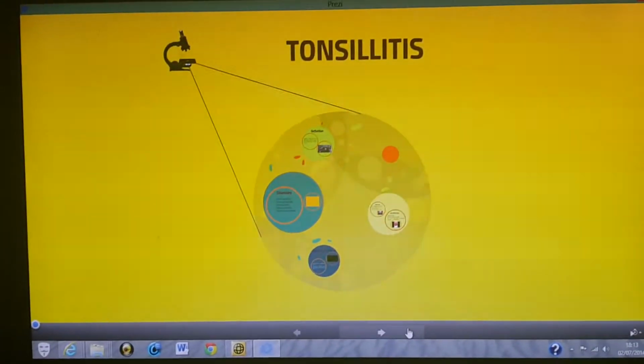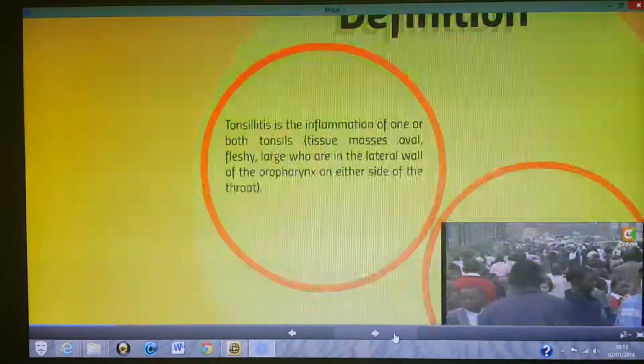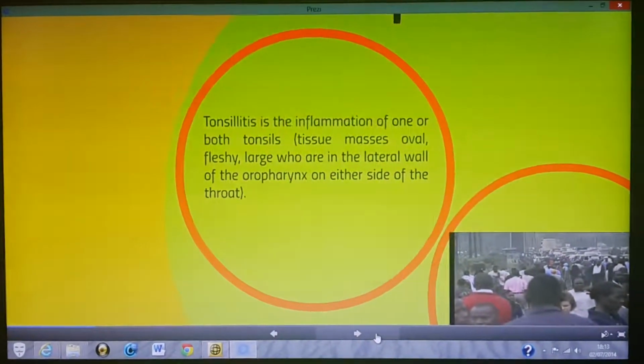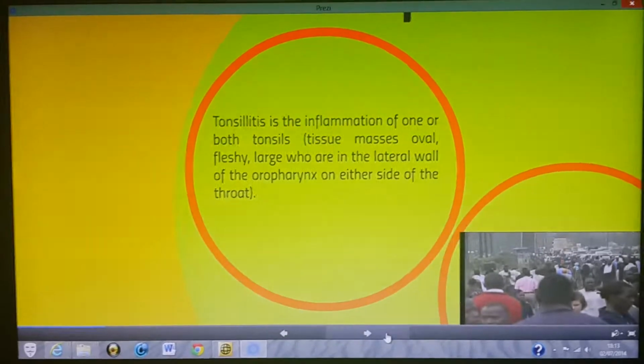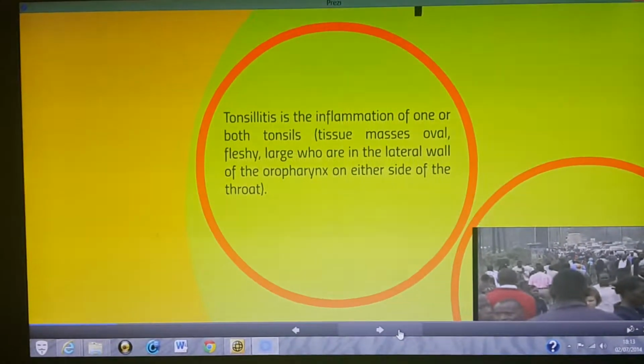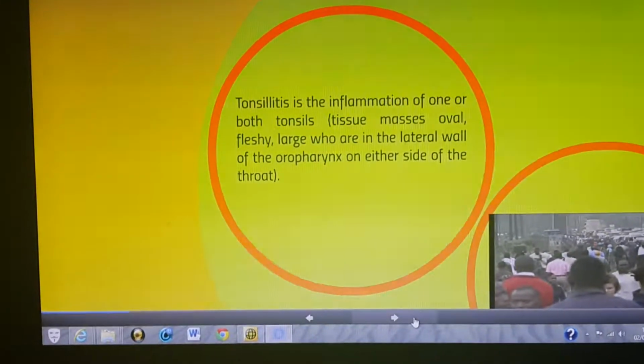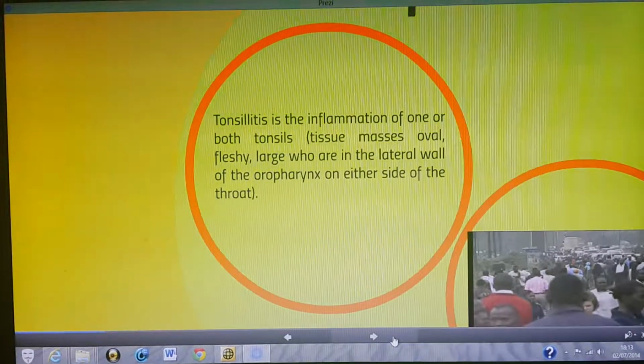Tonsillitis. Definition. Tonsillitis is inflammation of one or both tonsils, oval-shaped tissue masses in the lateral wall of the oropharynx on each side of the throat.